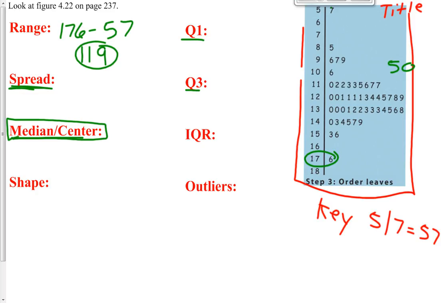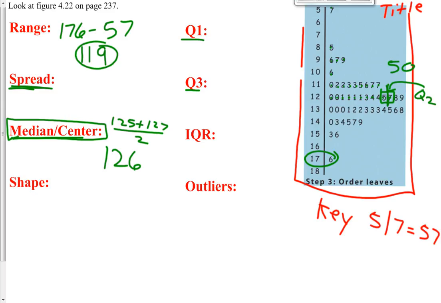So here we go. 1, 2, 3, 4, 5, 6, 7, 8, 9, 10, 11, 12, 13, 14, 15, 16, 17, 18, 19, 20, 21, 22, 23, 24, 25, 26. So these two right here, my friends, this is Q2, or the median. It's the average of 125 plus 127, so 125 plus 127 divided by 2. Our median, our Q2, is 126.